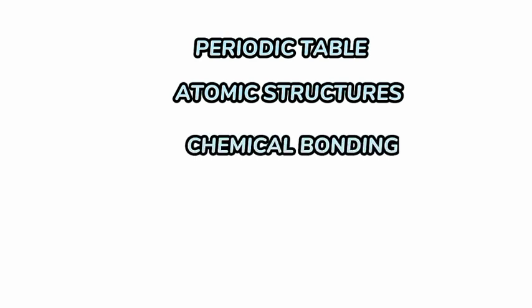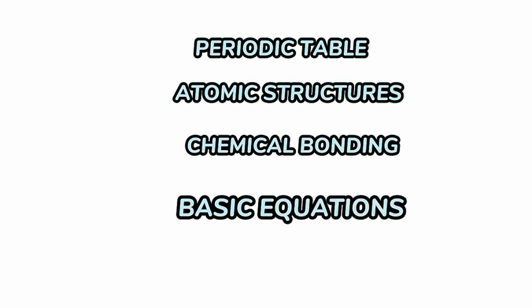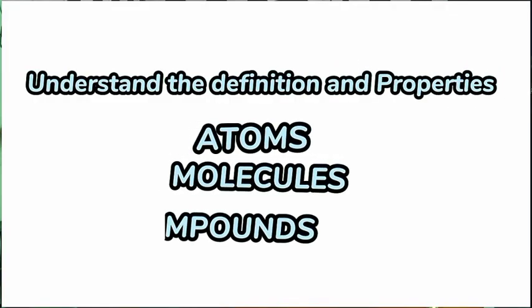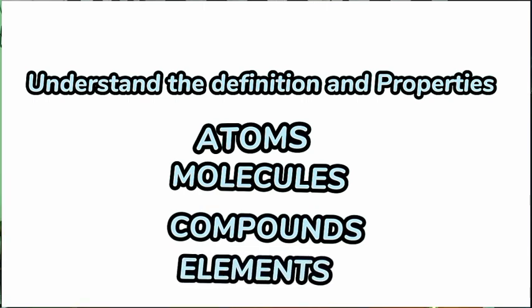Atomic structure, you must understand the atomic structure. Chemical bonding, you must be very good at chemical bonding, and basic equations, how to write chemical equations. These are important, and you must understand the definitions and properties of atom, molecule, compound, and element. These are key in understanding the basic concepts. Once you familiarize yourself with these, you are good to go. But how can you do that without a good textbook? So that is the next thing I want to explain to you.